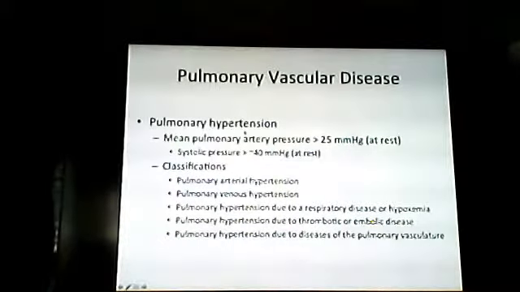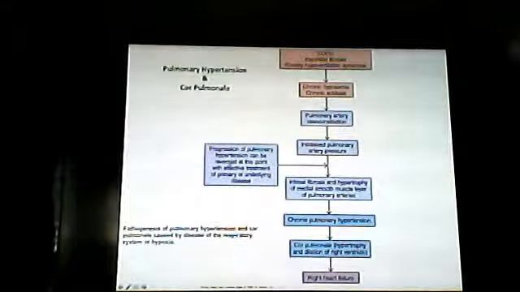With pulmonary vascular disease, you can have pulmonary hypertension, and hypertension is just a higher pressure than it's used to. Then you can have different classifications of how you get that hypertension. This is the figure I included in my cheat sheet, because there were a lot of words I wasn't sure about.